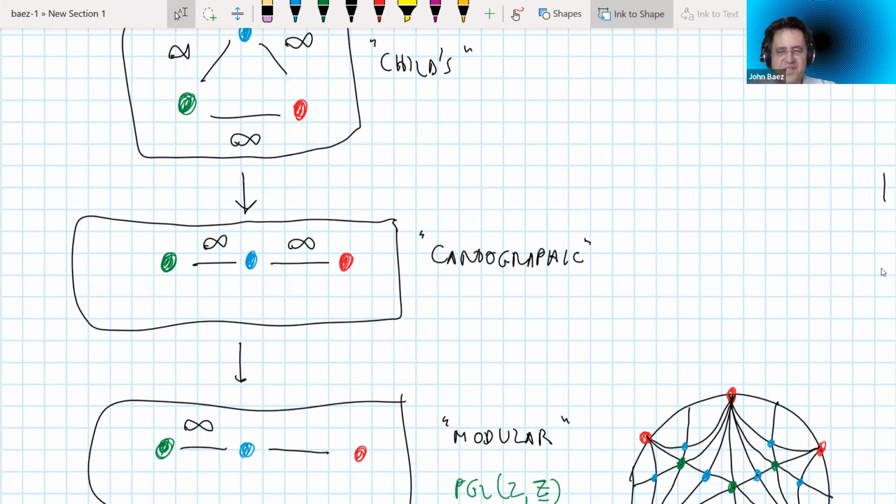You're making me wonder if there's a cartographic version of the theorem. Yeah. So, okay, let me say some random comments about the cartographic stuff.